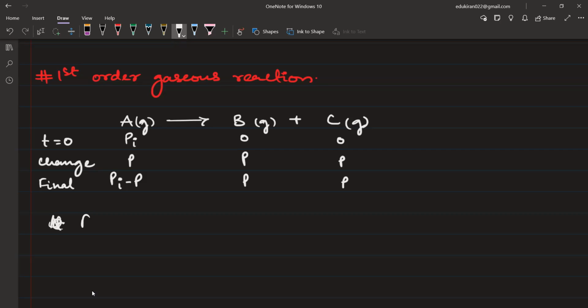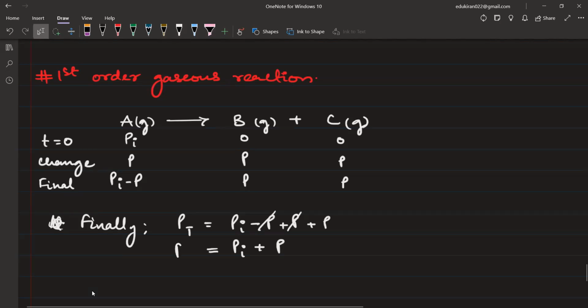Okay, so finally, the total pressure will be equal to Pi minus P plus P plus P, which will be equal to Pi plus P, as minus P and plus P cancel each other. Correct? Yes or no? Please tell me, quickly. Is it correct? Fatima, Sara and Wafia? Yes, sir. Okay, let's go. Now I am asking you a conceptual question.